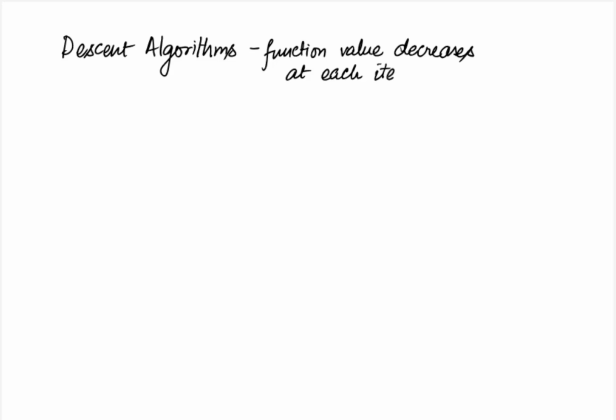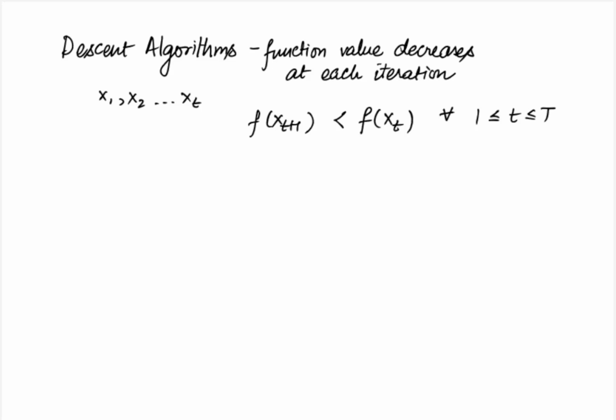Let us introduce a specific class of algorithms, descent algorithms. These are those where the function value decreases at every iteration. That is, if the iterates generated by the algorithm are x1, x2, x3 till xT, then it holds that f of xt plus 1 is less than or equal to f of xt for all t between 1 and capital T. An example of this kind of algorithm is the gradient descent. But note that there are optimization algorithms that are not descent algorithms.